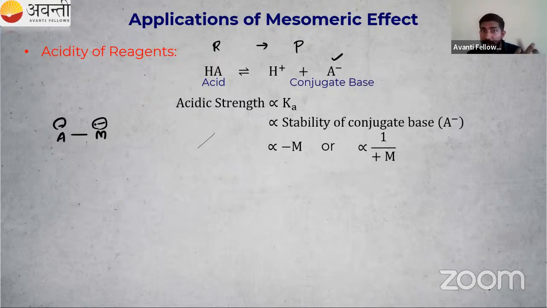Minus M means it will take the electron from the carbon chain. So A minus has a negative charge. Due to the minus M effect, the negative charge on the A conjugate base will decrease, so it will attain more stability.